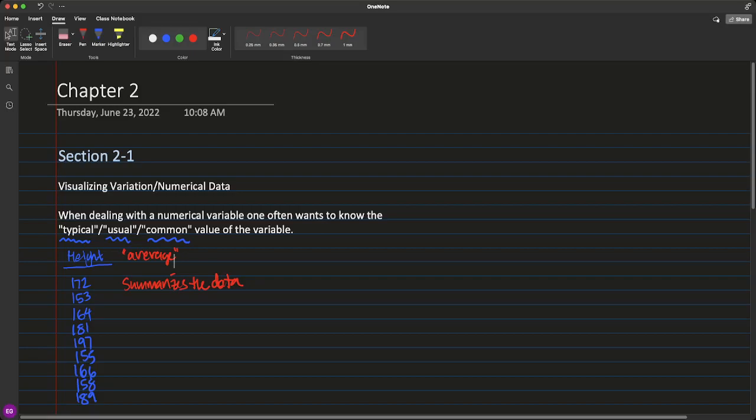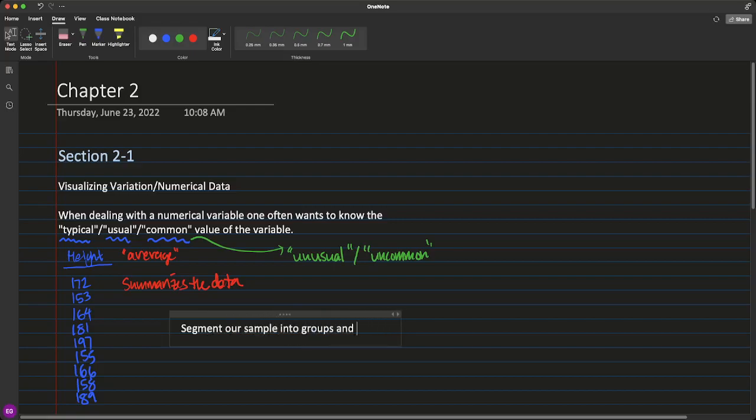Since we usually want to know what's typical, usual, or common, on the flip side of that there is the unusual or uncommon values. So if you know what's typical, you also know what is unusual or atypical. Okay? So why would you want to do this? Well, one of the things that we often want to do is segment our sample into groups and then compare the typical values of the groups.